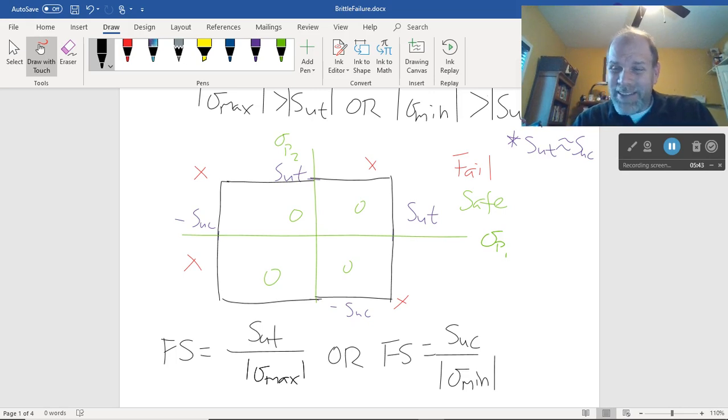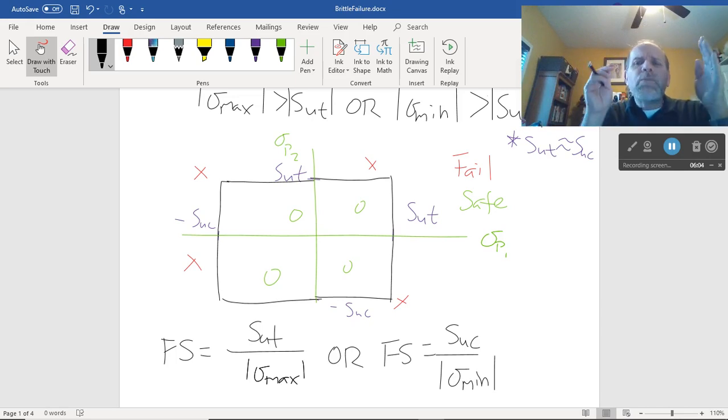All right. So what we do typically is we look for which way we go, which one we need. In this case, because SUT and SUC are the same, if sigma max is a bigger magnitude than sigma min, well, then we go with the equation on the left. If sigma min has a bigger magnitude than sigma max, we go with the one on the right. Again, you have to think your way through and figure out which one you need for that particular case.